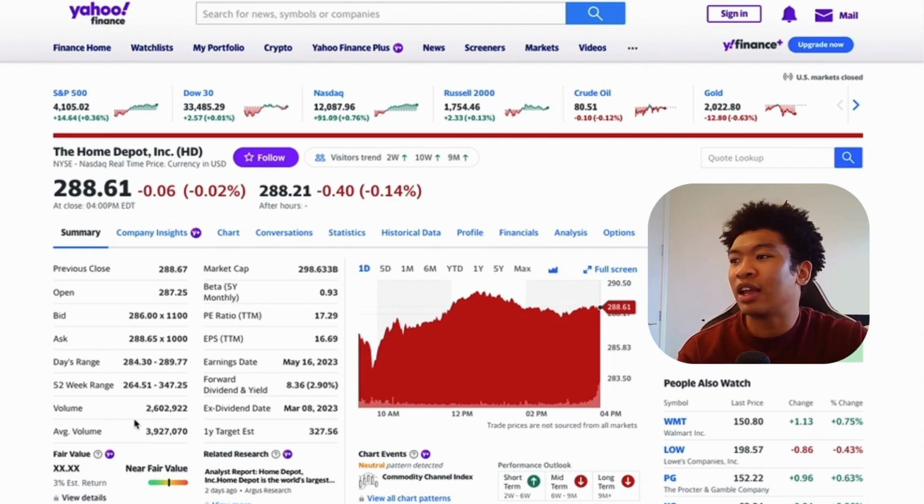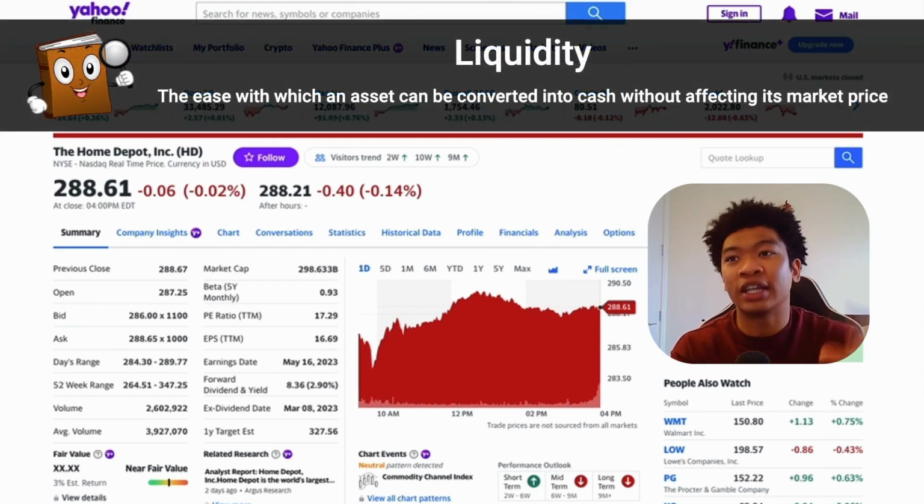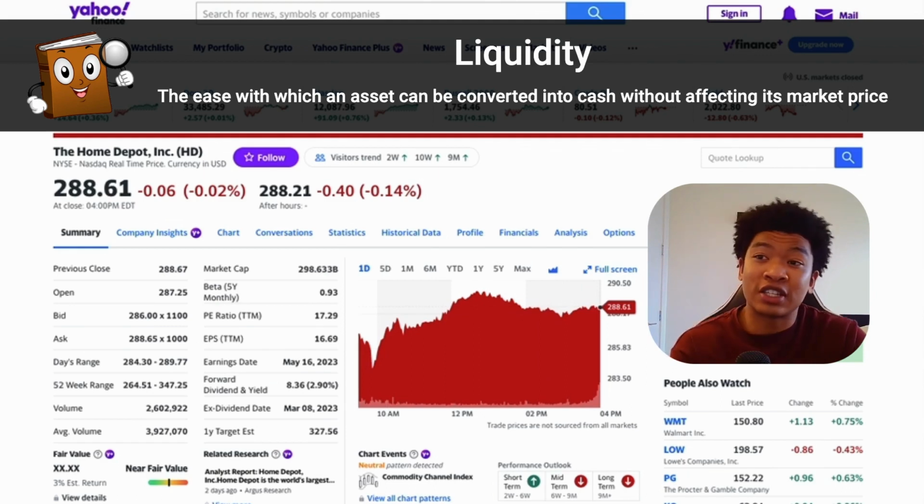Now, the other thing volume is good for is helping you know what stocks to avoid. If you see a stock that has low volume, like, say, under 5,000 shares or something like that, that's probably a red flag. That means that not a lot of people are buying or selling the stock, and that could mean that if you did buy the stock and then wanted to sell later, you'd probably have trouble doing so. The technical term for this is liquidity.